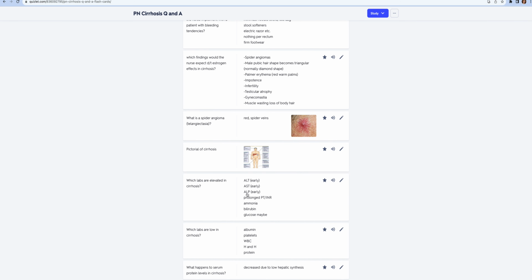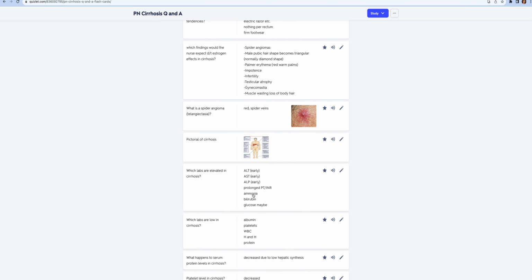Early, the LFTs are going to be elevated because they're the troponins of the liver. But what happens over time? As the liver fibroses more, it can no longer release those enzymes. So they'll have a prolonged PT/INR because the liver cannot make the clotting factors. They'll have an increased ammonia because the liver can't detoxify it. They'll have an increased bilirubin because the bile channels in the liver are going to be constricted, and maybe they'll have a high glucose.